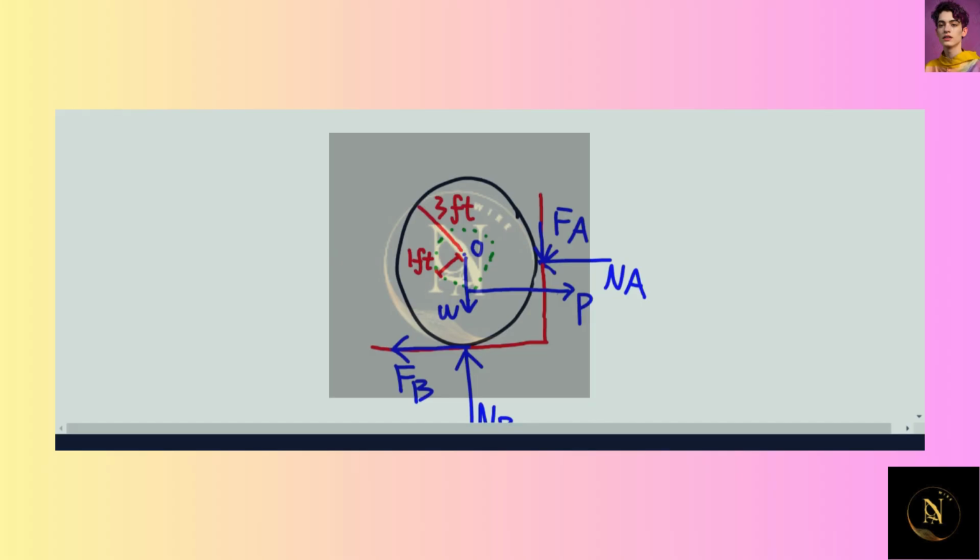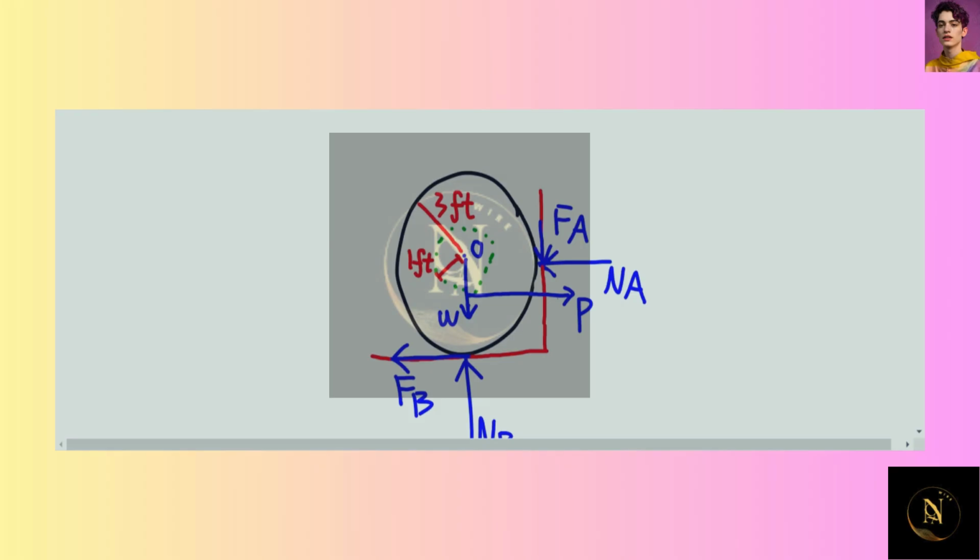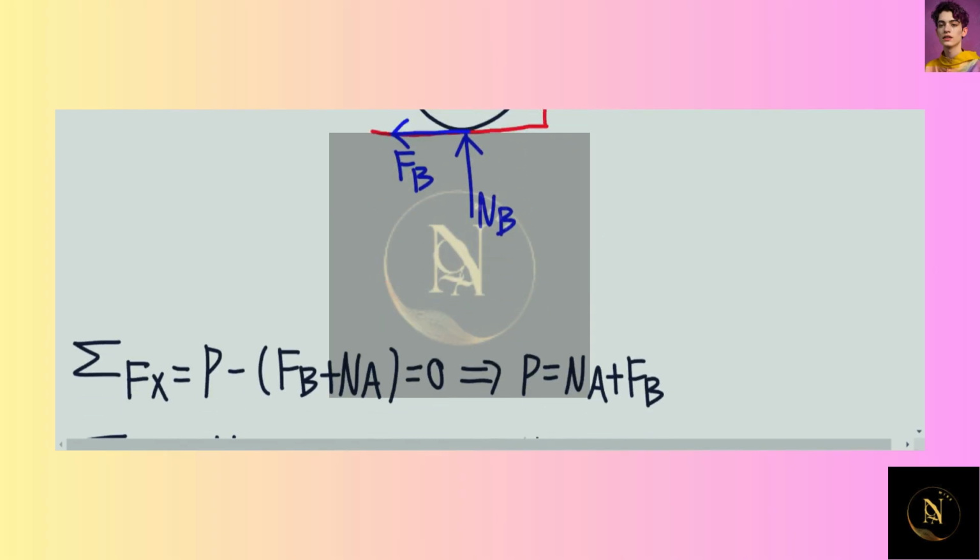Okay, so this is the force diagram for the spool. So let's apply force equilibrium for this case. So I have the net force along the x direction should be 0. So we have Fx is equal to P minus Fb plus Na is equal to 0. So we have force P is equal to Na plus Fb. Na here is the normal force at point A. Fb here is the friction at point B.